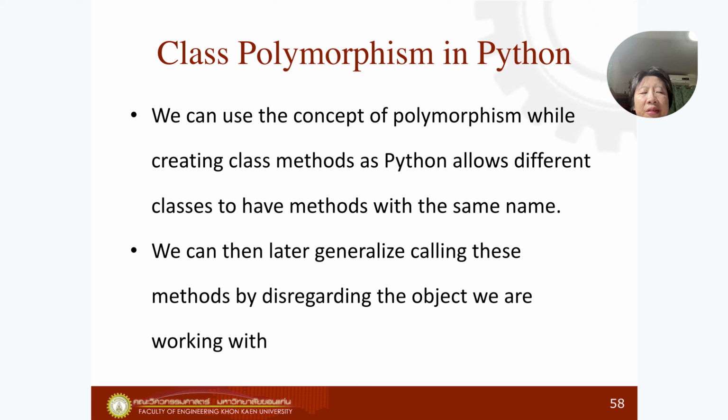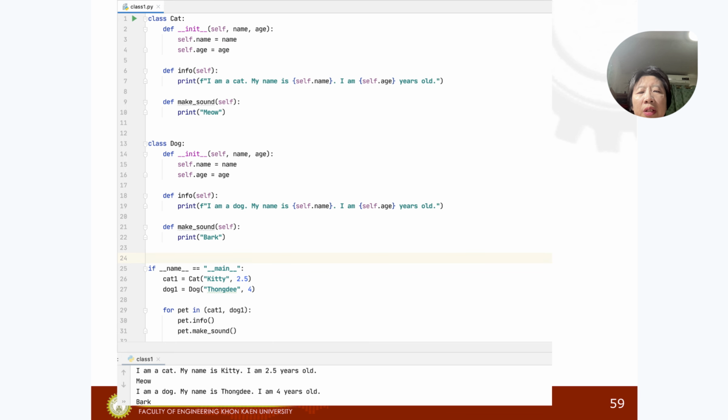So we can use the concept of polymorphism while creating class methods, as Python allows different classes to have methods with the same name. We can then later generalize calling this method by disregarding the object we are working with. Okay, so let's see the example here. Here we have class cat, and class cat has methods init, info, make sound. And we also have class dog, which has the methods init, info, and make sound as well.